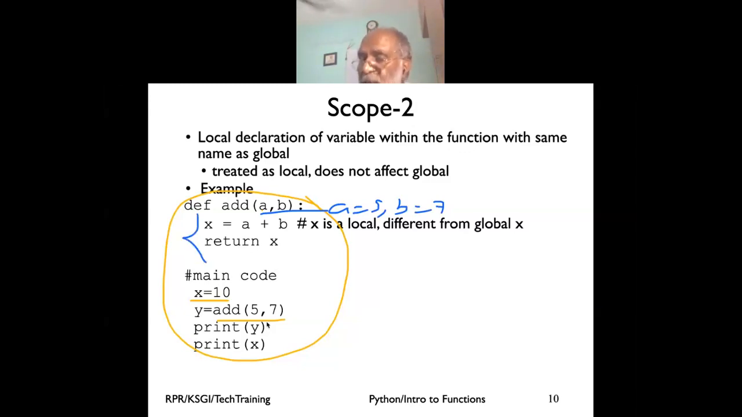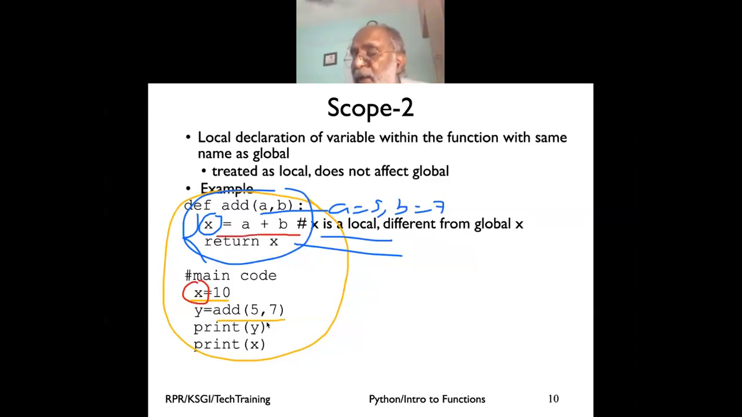Now, I'm defining an x here, and since I'm defining it, this x is local within this function. This x which I'm defining here is different from this x. The name happens to be the same, but the two are different. Since I'm assigning it, I'm declaring a new variable which is treated as scoped inside this function. So this x remains local. When I return, it will return me 12, but the outer x would still remain 10. The answer would be 12 here, and the answer would be 10 here.